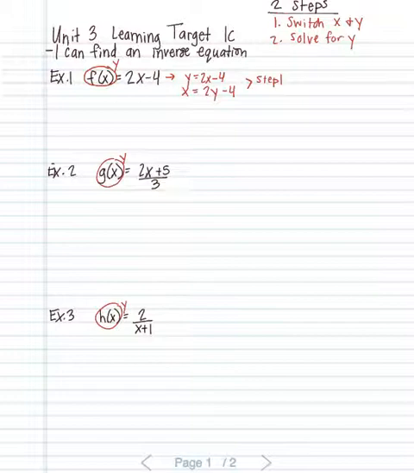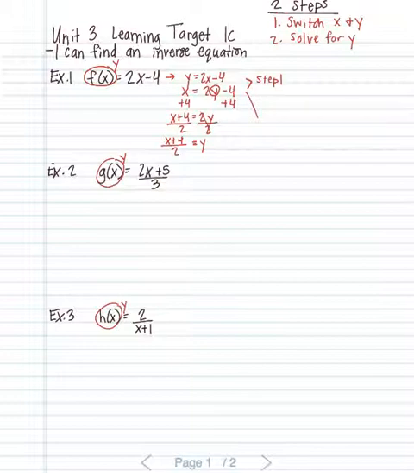So we've got to get this y by itself. Well, right now we've got minus 4, and we need to add 4 to get it away from the y. So right now we'll have x plus 4 and 2y. The next thing we need to do to get y by itself, since these things are being multiplied, is we need to divide by 2. If we do that, we're going to have x plus 4, all divided by 2, and that's equal to just y.